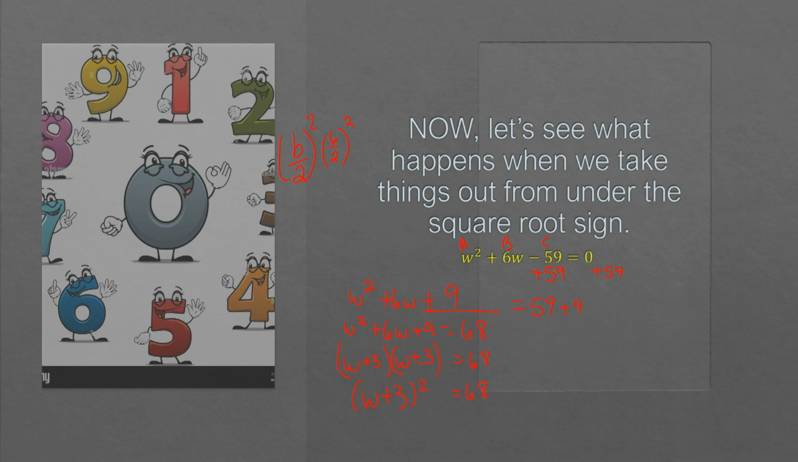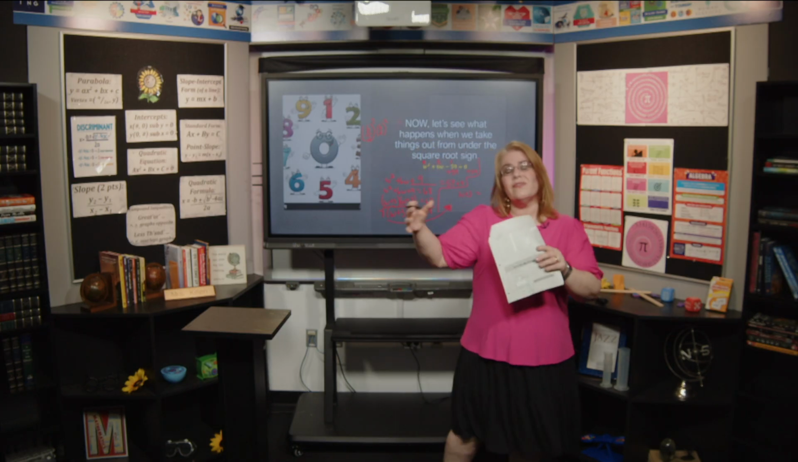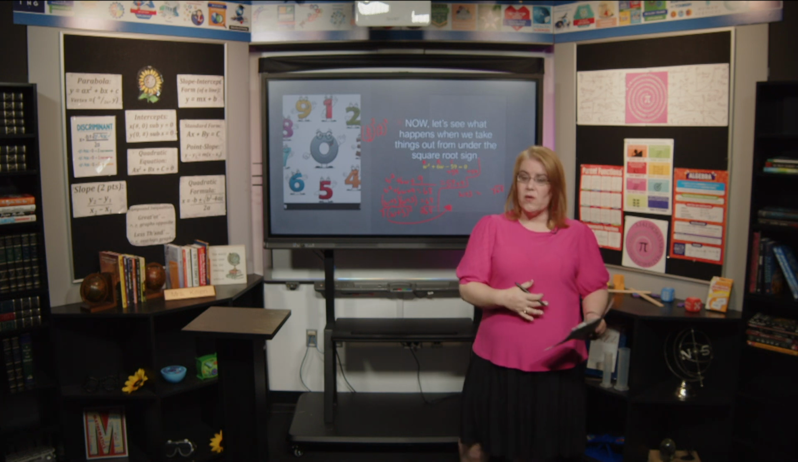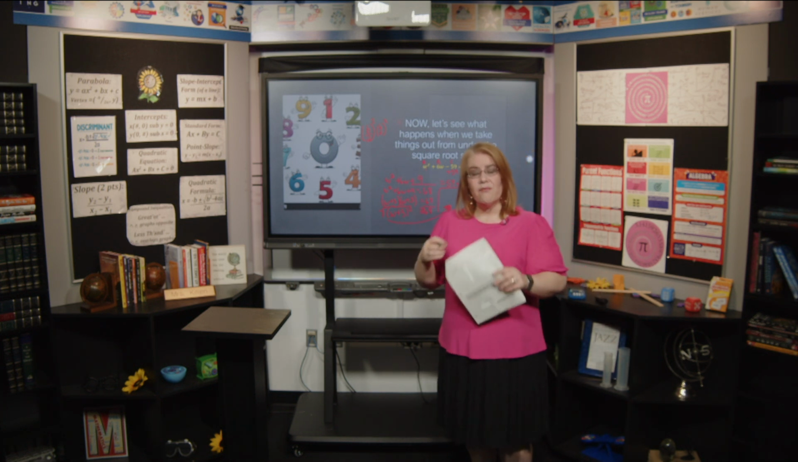Still need to get that w by itself. So what I'm going to do is I'm going to take the square root. Whatever I do to one side, I do to the other. So we're going to go back over here. So I have w plus 3 equals the square root of 68. Now, 68 is not a perfect square, so what I'm going to do is I'm going to factor some things out from under that radical sign. I'm going to pull out factors.